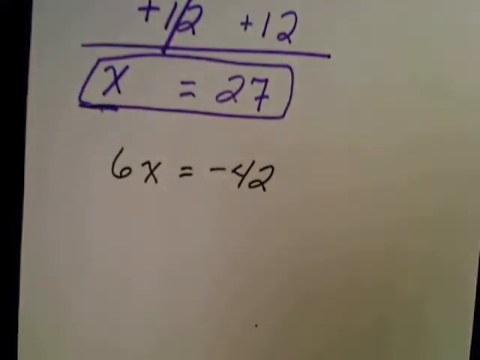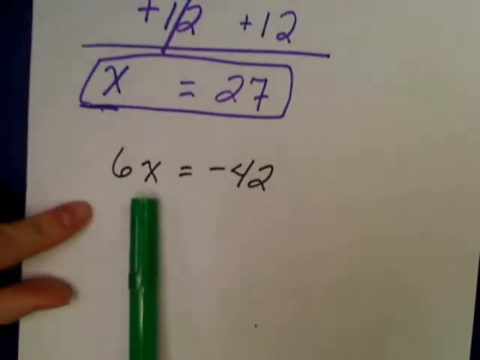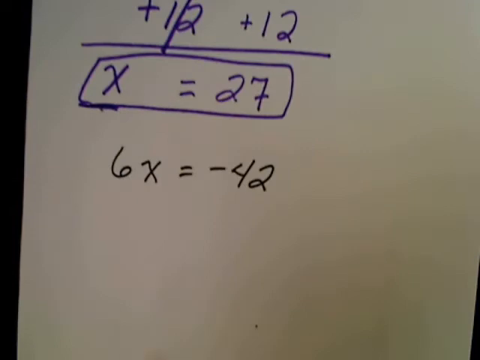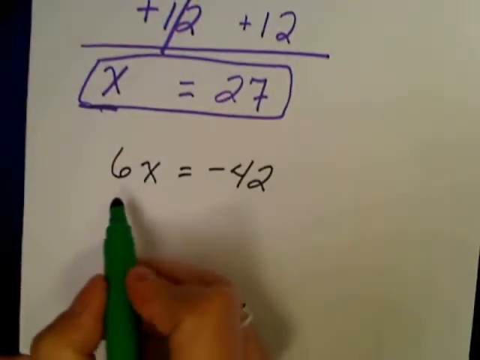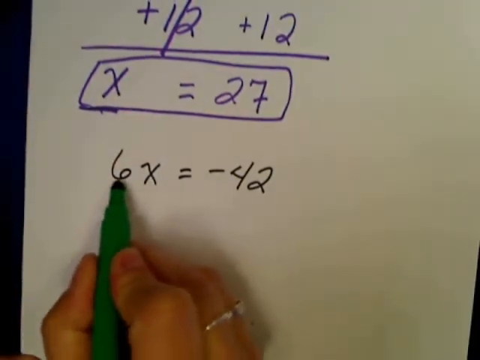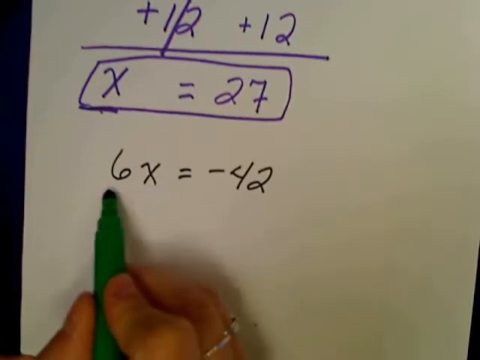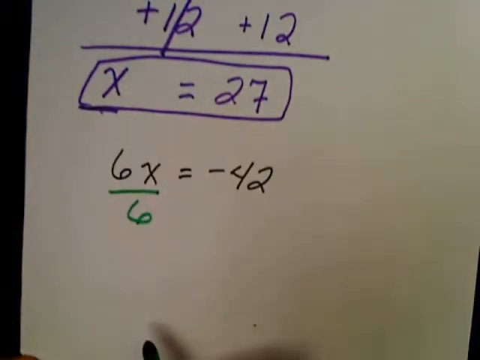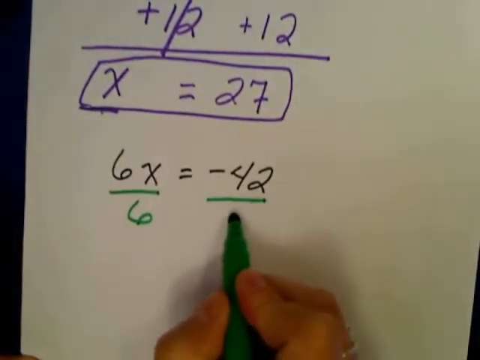Once again, you have to identify what operation you have. We have 6x. When you have a number and a letter mushed together, it means multiplication. To undo multiplication, we would have to divide. So when you have just a number next to your letter, divide to get it by itself. Whatever you do to one side, remember you do to the other side.